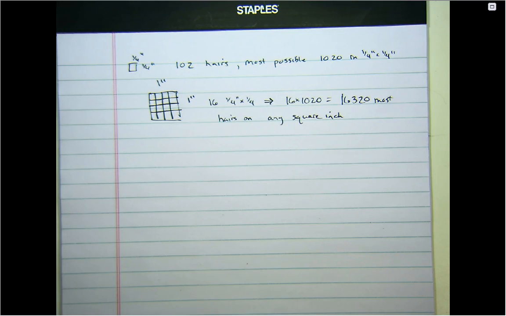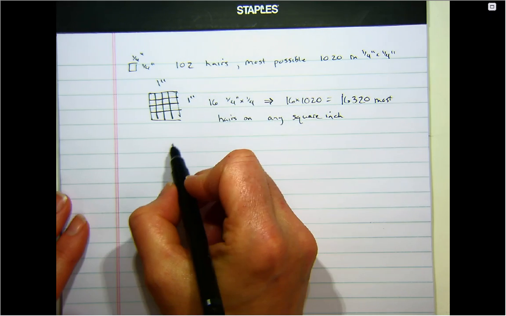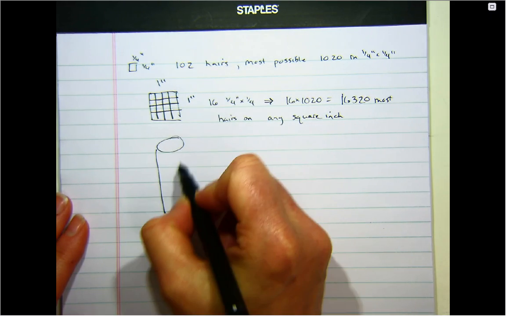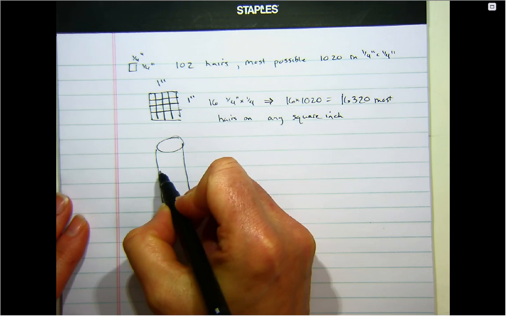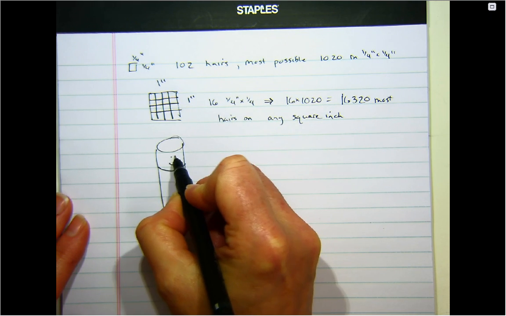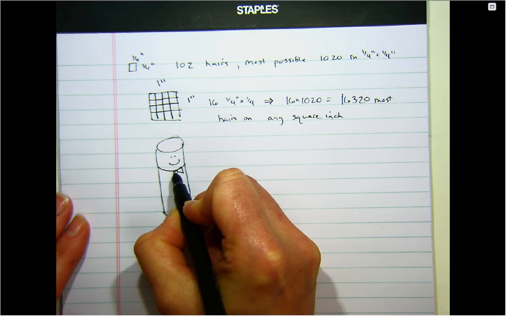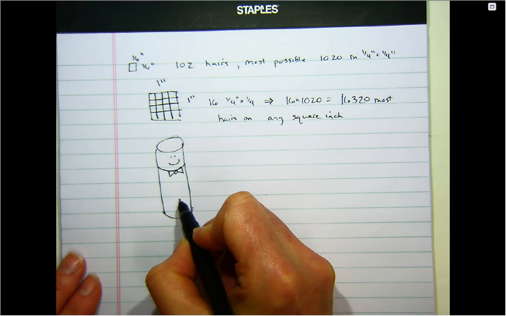Okay, now we have to figure out how many square inches of skin you have. Okay, who wants to get measured? No, I'm just kidding. Okay, we're going to draw Bob. Bob is in your textbook here. Bob, yes, Bob is a cylinder. So he's easy to measure.